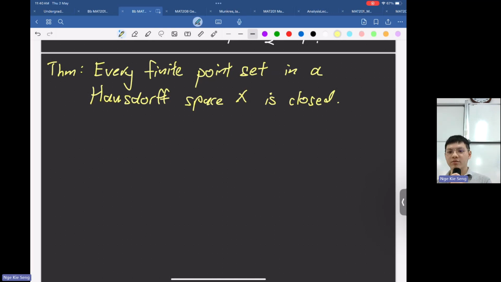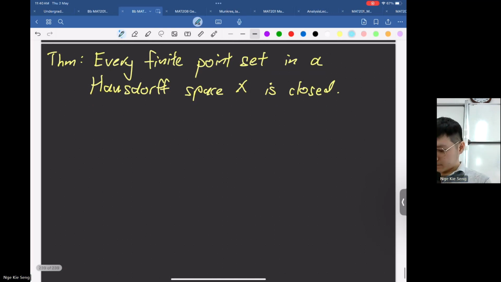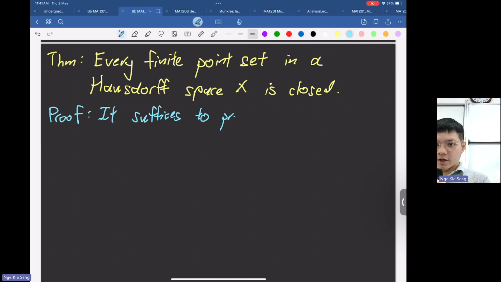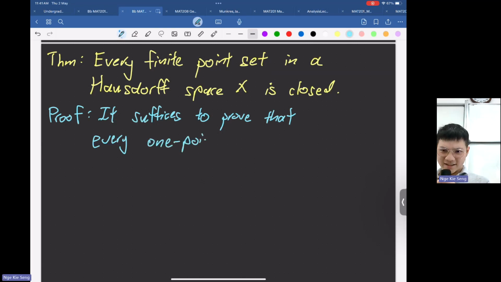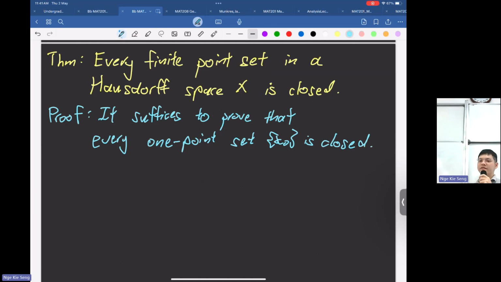So it suffices to prove that every singleton set {x0} is closed. I won't proceed with the proof because it's really similar to what happened in R^n, so you can try and complete it.